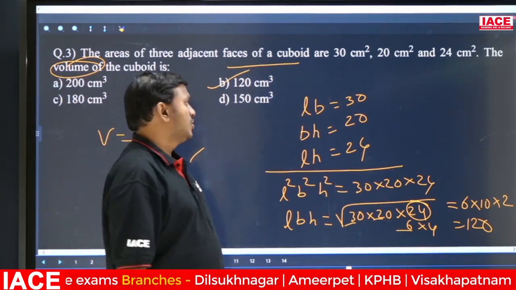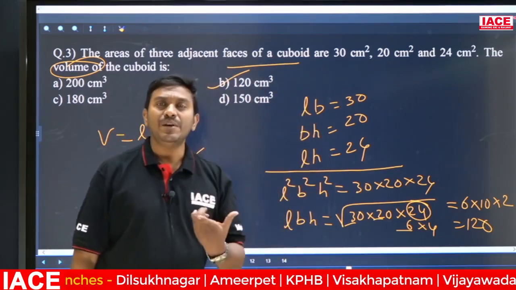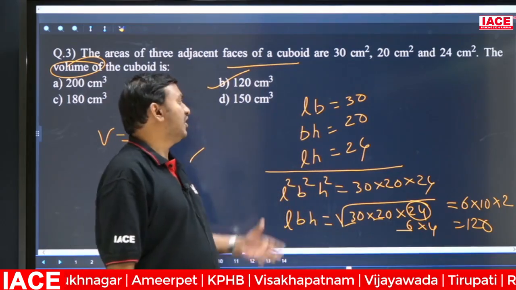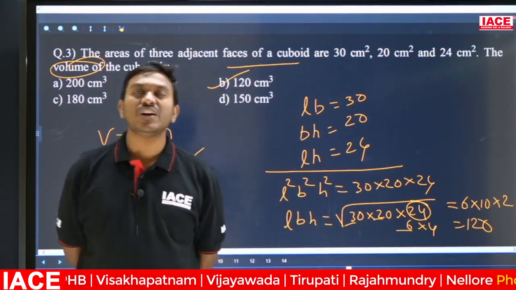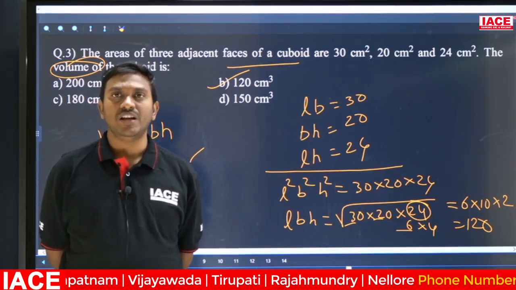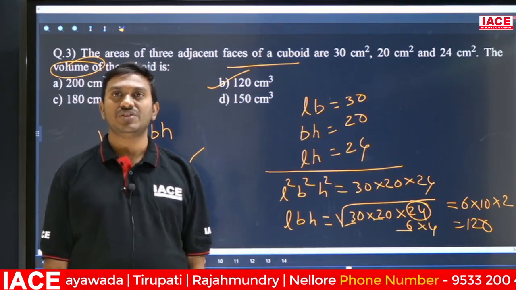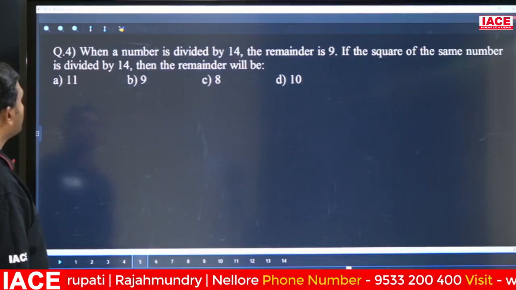What is given? Adjacent faces are given: LB, BH, and LH. From these three values we have to find LBH. Simply if you multiply, we will get LBH. Then question number 4.